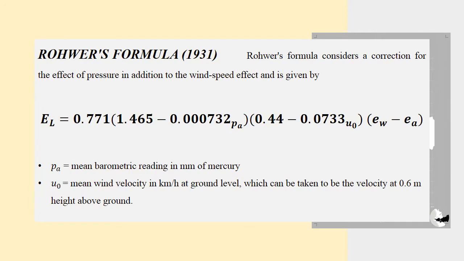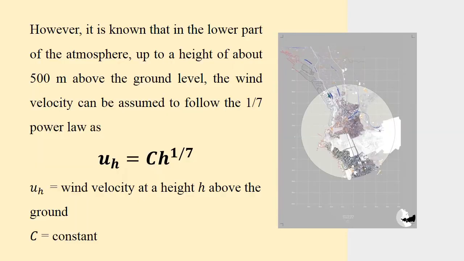Next is Rohwer's formula of 1931. Rohwer's formula considers a correction for the effect of pressure in addition to the wind speed effect and is given by the equation below, where P_A is the mean barometric reading in millimeter of mercury, and U_0 is the mean wind velocity in km per hour at ground level, which can be taken to be the velocity at 0.6 meter height above ground. Empirical formulae can at best be expected to give an approximate magnitude of the evaporation.